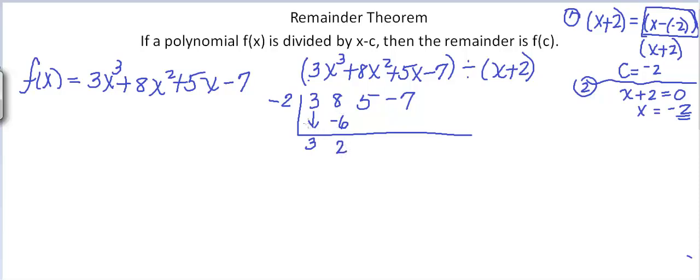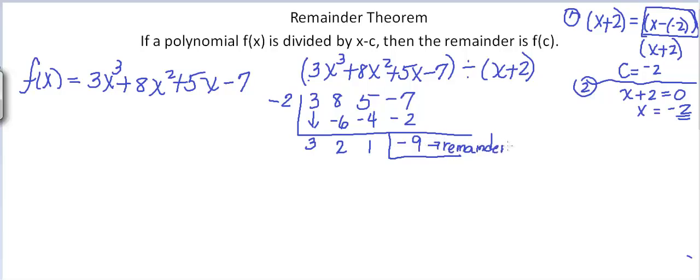And then again, 2 times negative 2, negative 4. I add these two, I get 1. 1 times negative 2 is negative 2. And I add these two, and I get a negative 9. Remember, this negative 9 is my remainder.